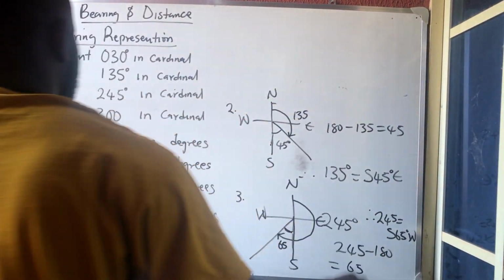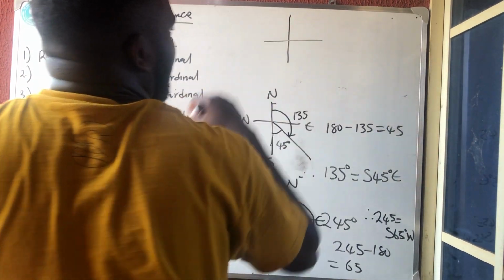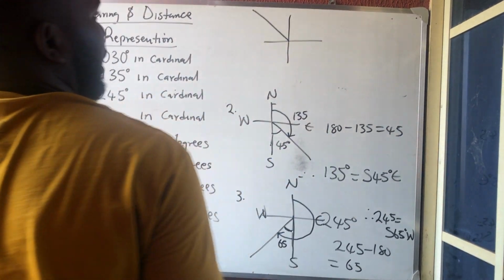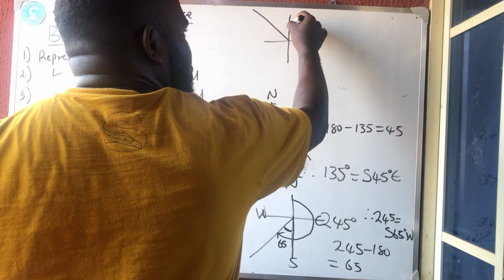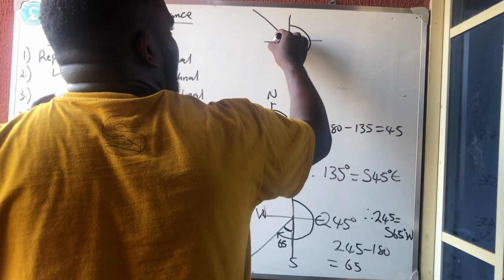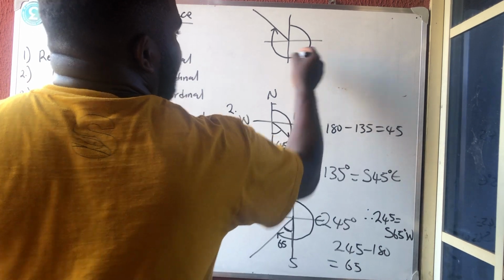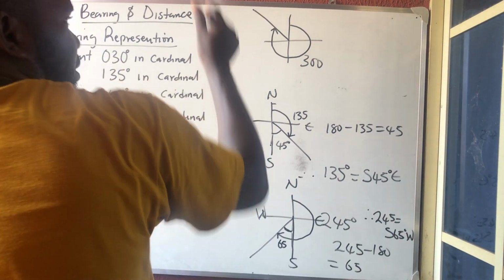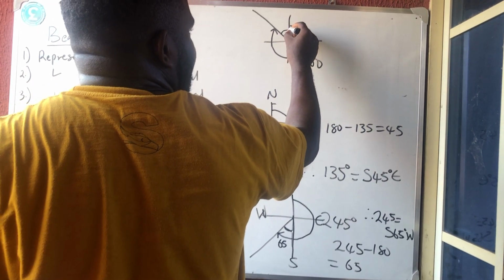Okay, let me clean here to do the last one. For the last one, we should represent 300. 300 will fall in the fourth quadrant, and this is my fourth quadrant. The 300 is represented by starting from the north, moving clockwise, not anti-clockwise, until you touch the line you have drawn. All this is the 300 you are looking for. But this is not an acute angle. We need a small angle with the vertical, the small angle that the line you drew makes with the vertical.